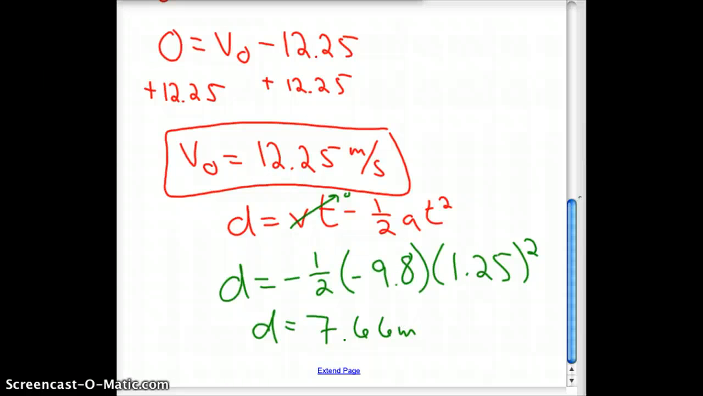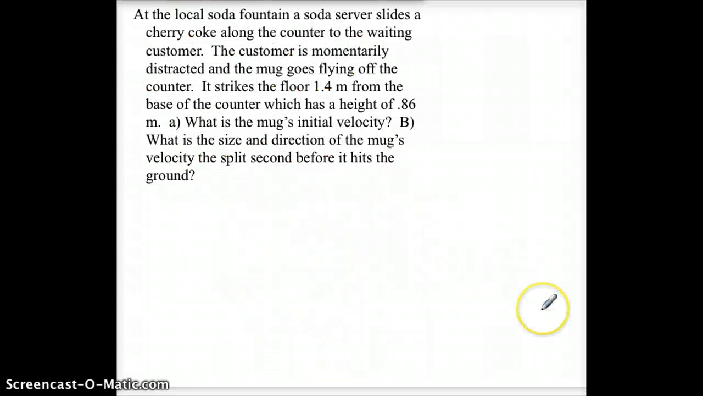Okay, I wanted to start with this problem as review because now we're going to look at two-dimensional kinematics. So two-dimensional kinematics has motion in both the x and the y directions, or the horizontal and the vertical directions. In this particular problem, we have a soda that is slid off a counter, the person's distracted, and so it goes flying. So here's our picture.